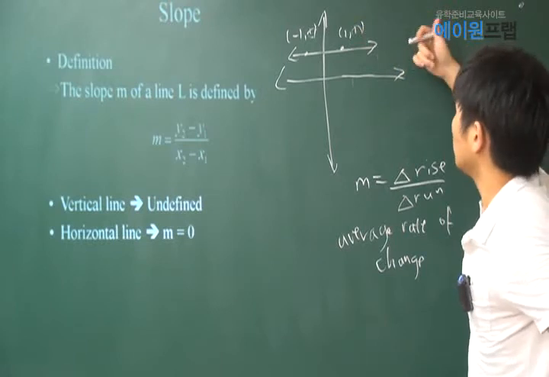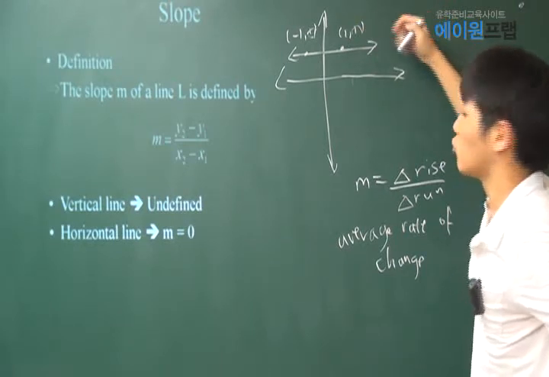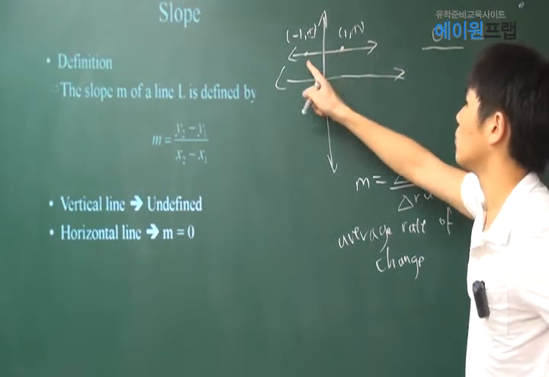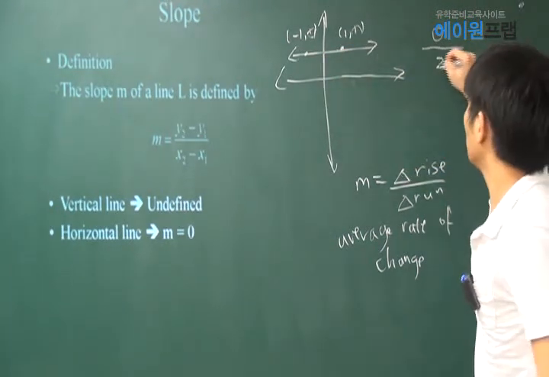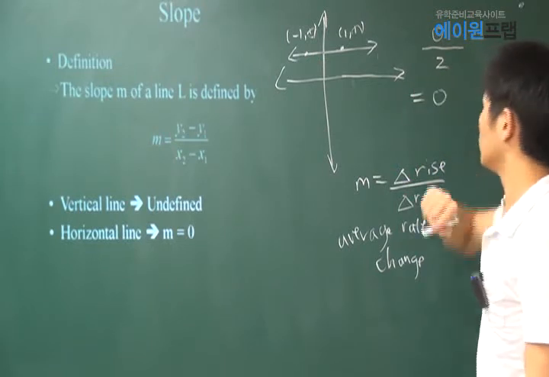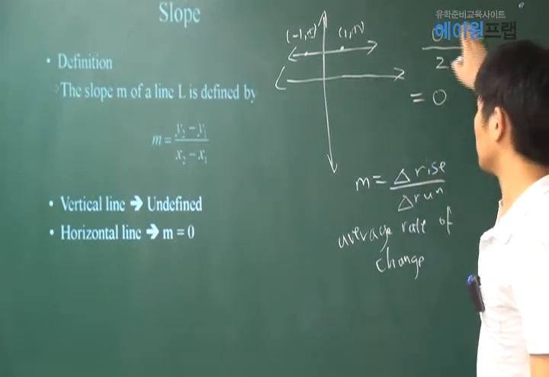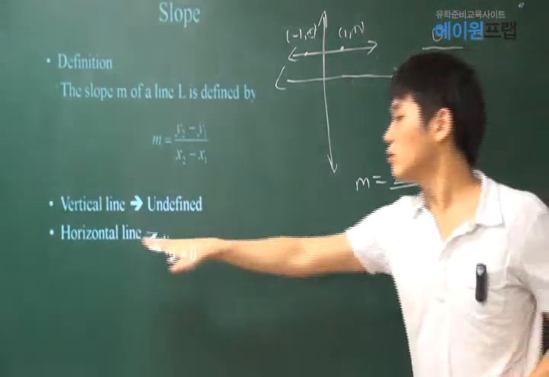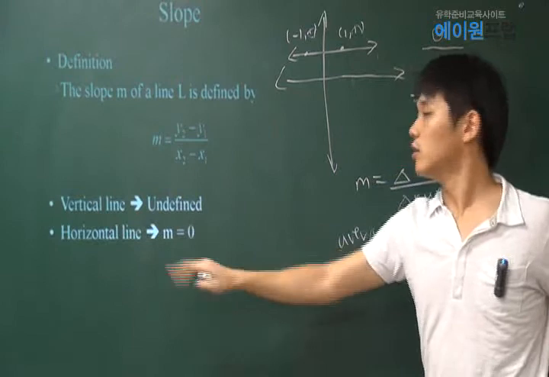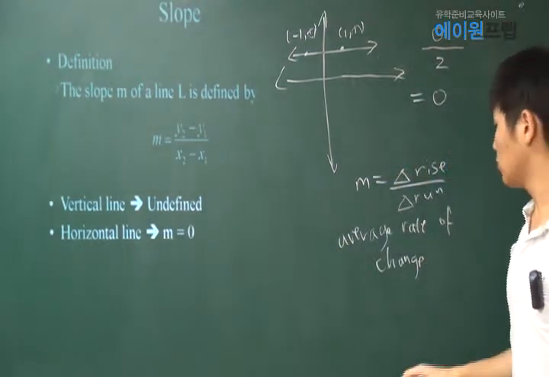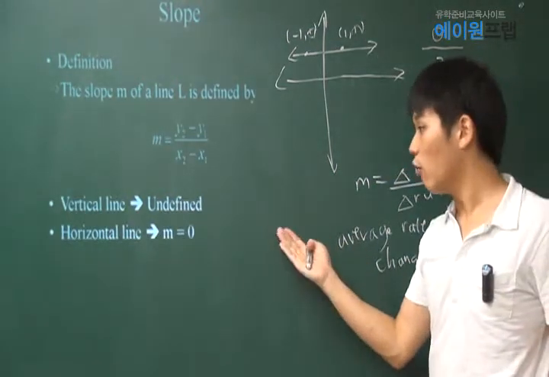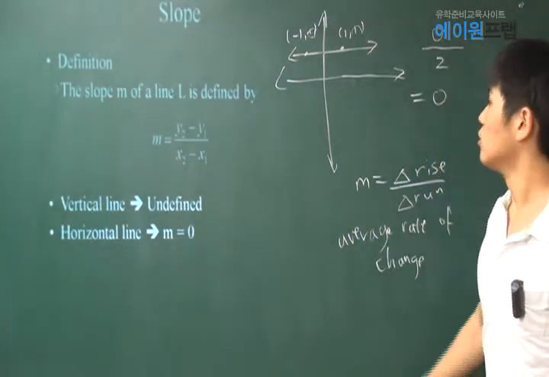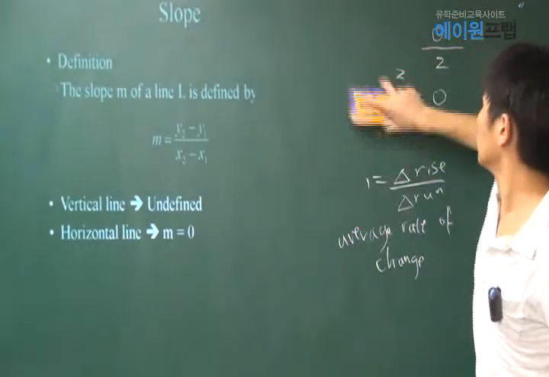So again, let's see what the rise is. Rise is 1 minus 1, so it's 0 over the run. In this case it will be 1 minus -1, which would be 2. But slope is 0. Why? Because it never rises. It never changes in the y-axis. So we know that a horizontal line will always have a slope of 0. Okay? So remember that. A vertical line has an undefined slope. A horizontal line is 0. So let's move on.